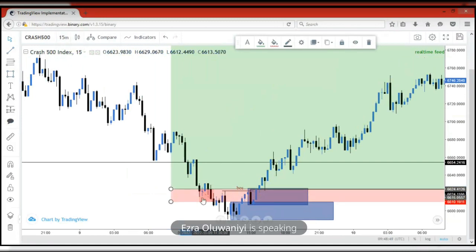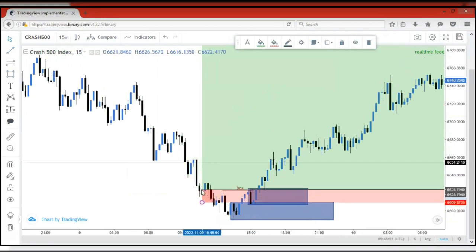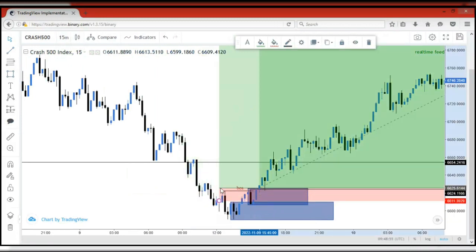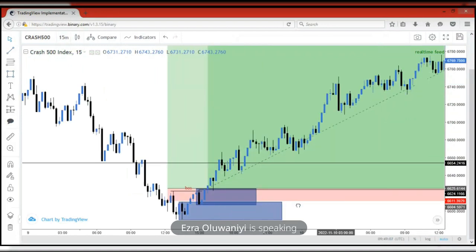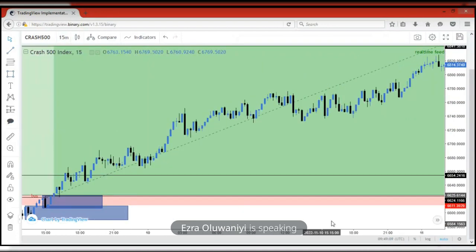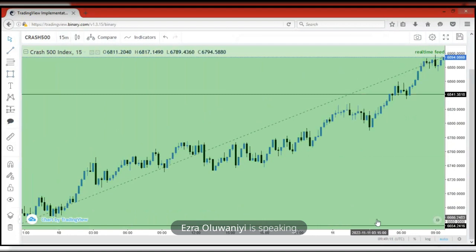So as soon as price tested this place, I took the trade. My stop loss was below here. So I took the trade here, stop loss below here, and then since then it has been buying. Good massive buy. No joke.